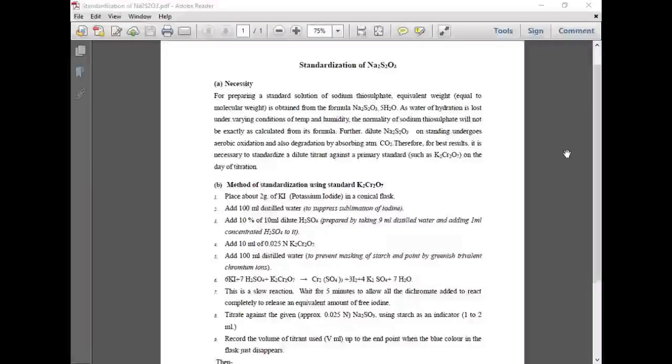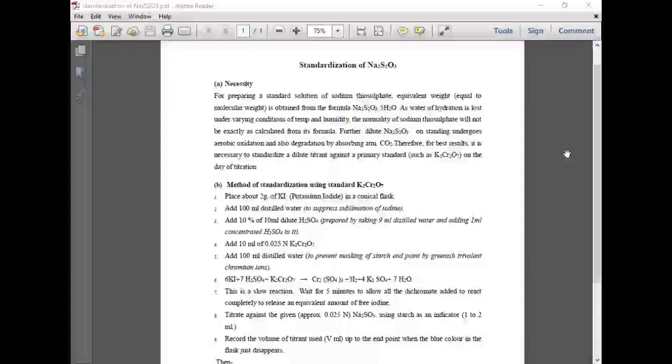The targeted normality for sodium thiosulfate, which is expected in determination of dissolved oxygen, is 0.025 normal. As water of hydration is lost under varying conditions of temperature and humidity, the normality of the sodium thiosulfate will continuously change. So if you have prepared 0.025 normal, the normality is going to change, because the water of hydration, that is 5H2O, will be lost under the varying conditions of temperature and humidity.